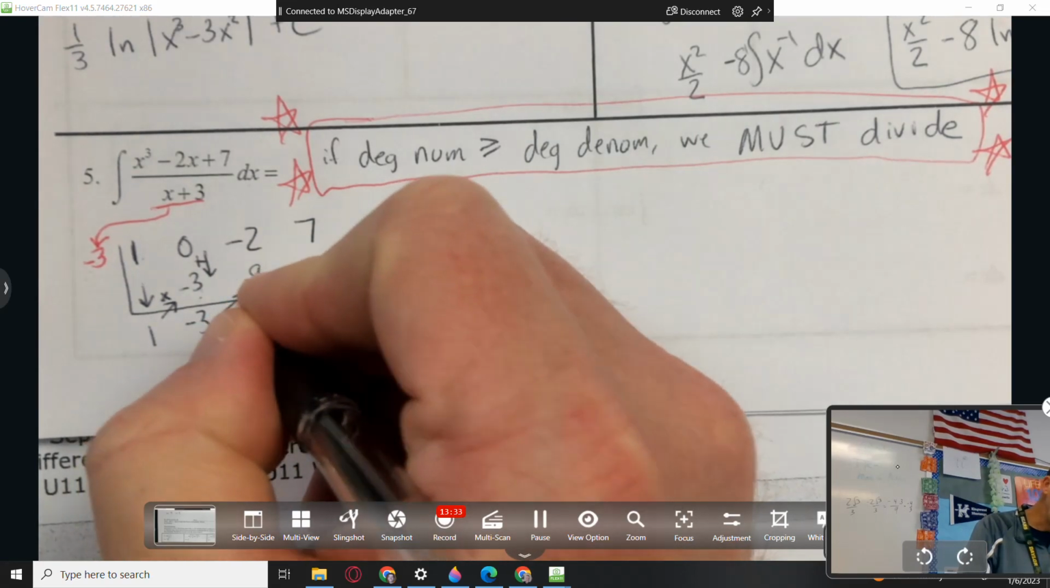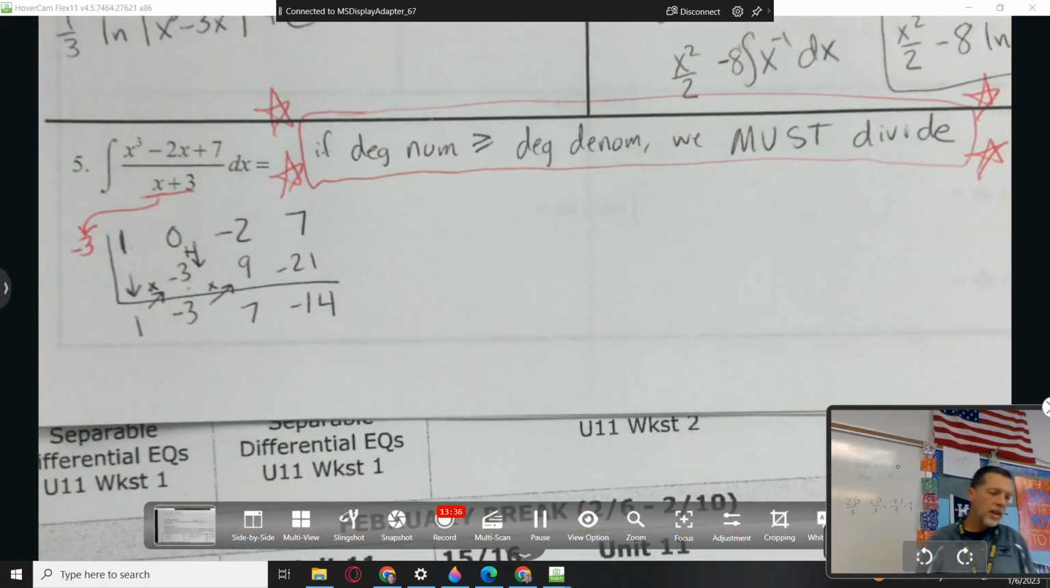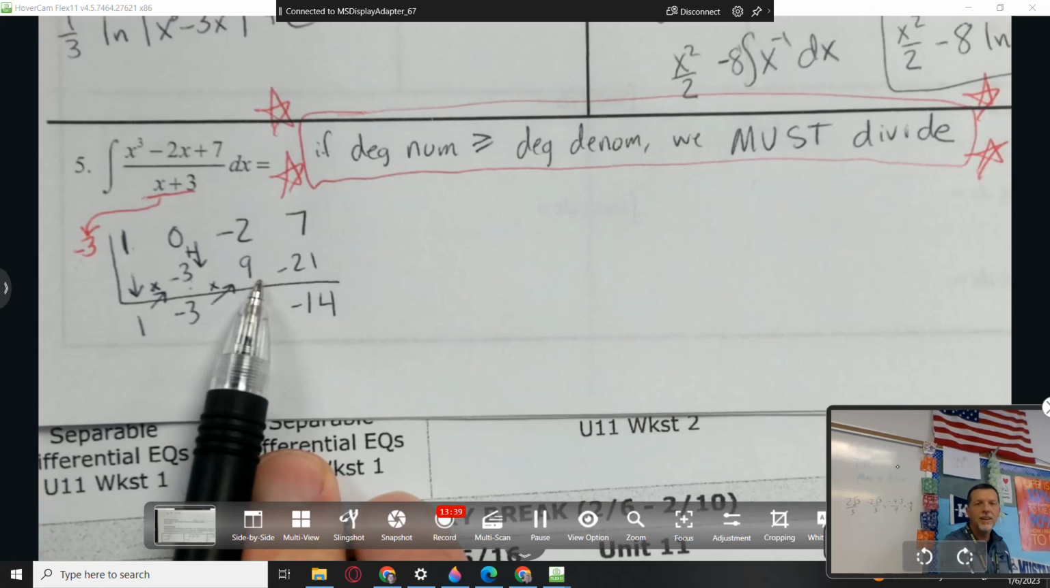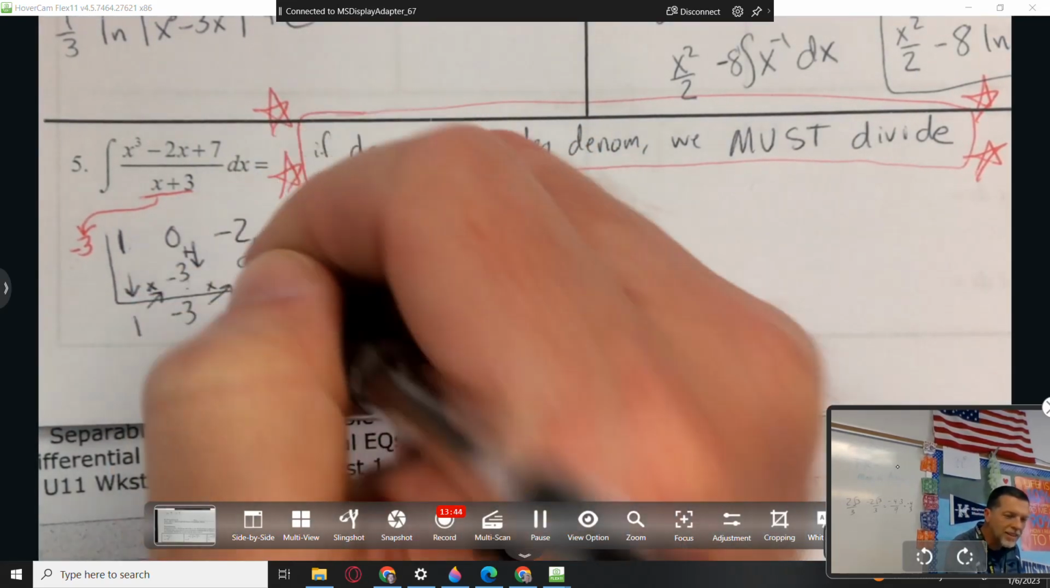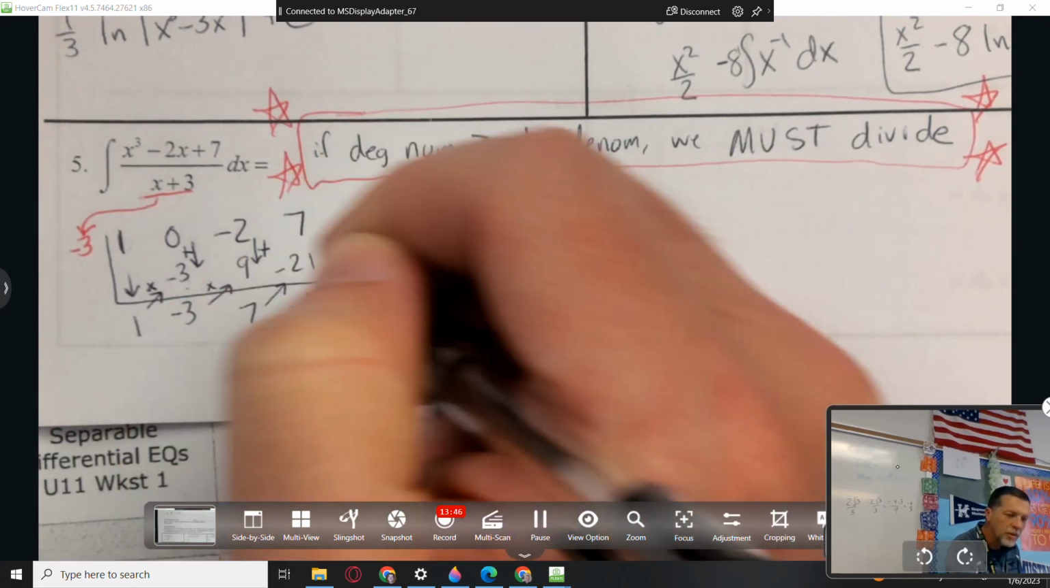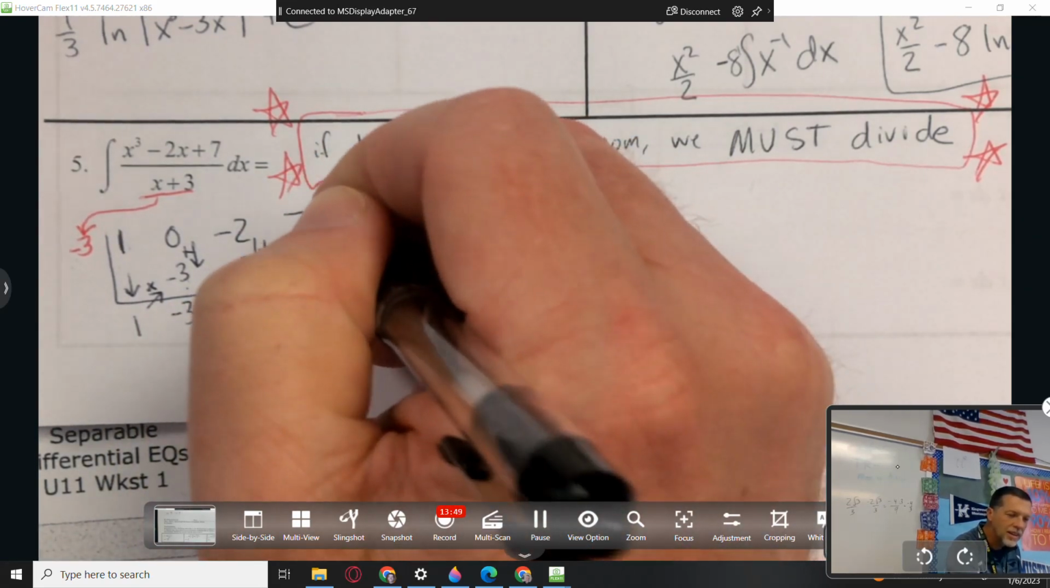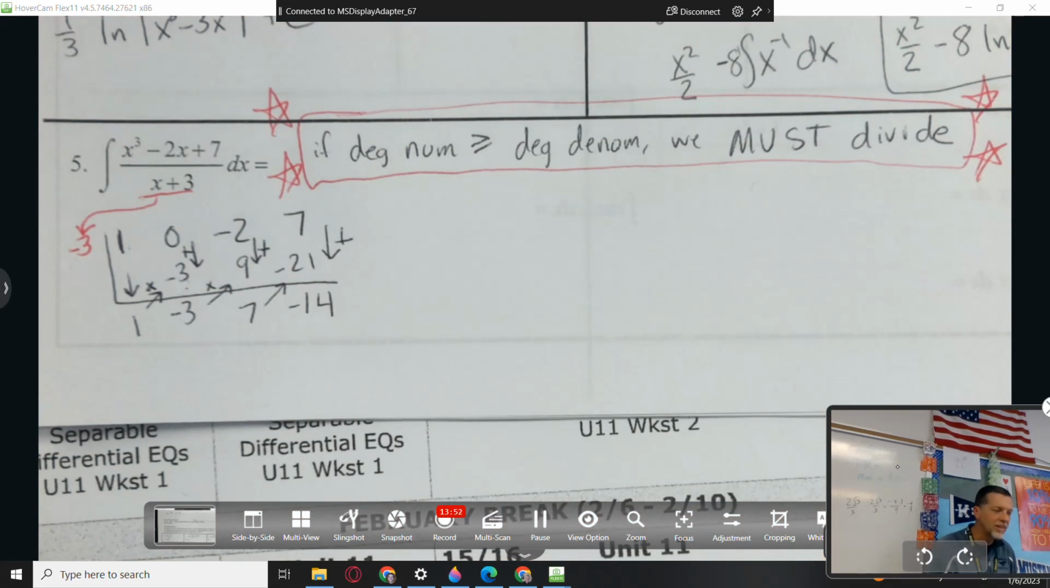So we'll multiply by -3 to get 9. And then we'll add -2 and 9 to get 7. Multiply by -3. Add them together, get -14. So what do we do with those numbers? What is this? 1, -3, 7, -14. X cubed minus 3x squared plus 7x minus 14.